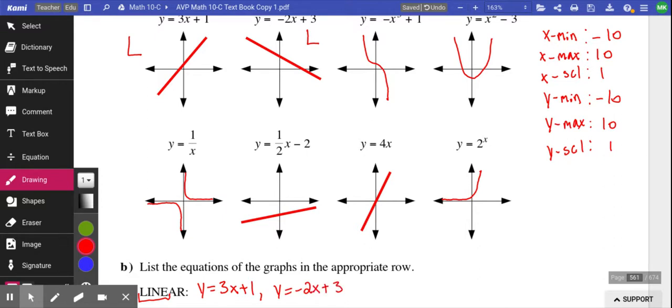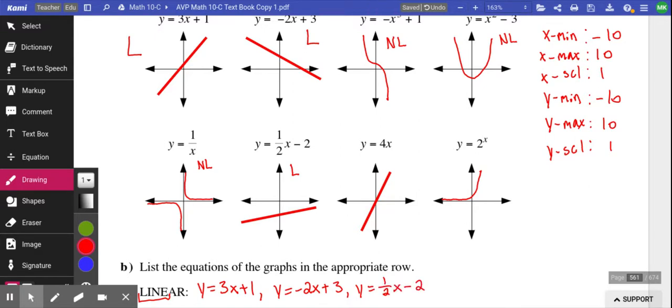The third one did not make a line, so we call that nonlinear. The fourth one did not make a line, we call that nonlinear, right? Those are curvy. There's lines there, but they're not straight lines. They're curvy, so we call them nonlinear. This fifth graph made a really weird looking broken line. We call that nonlinear. This one over here, even with the fraction, created a straight line, so we'll count that as being linear. That was 1/2x minus 2.